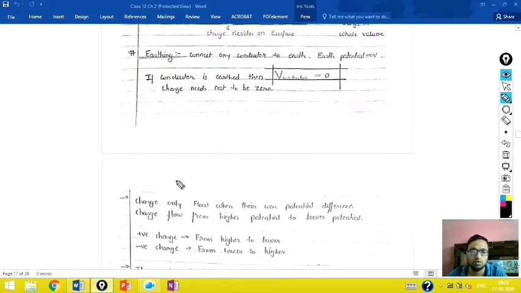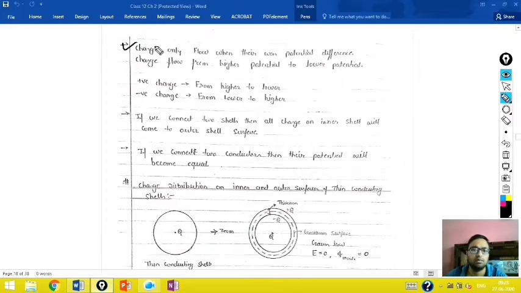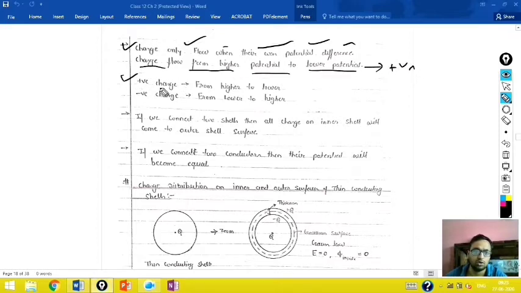So the important results given here are: charge only flows when there is a potential difference. If there is no potential difference, no charge will flow. Charge flows from higher potential to lower potential. Basically this is talking about positive charge: positive charge flows from higher potential to lower potential and negative charge flows from lower potential to higher potential. I don't think these things have to be explained again and again. I have already discussed all these things.